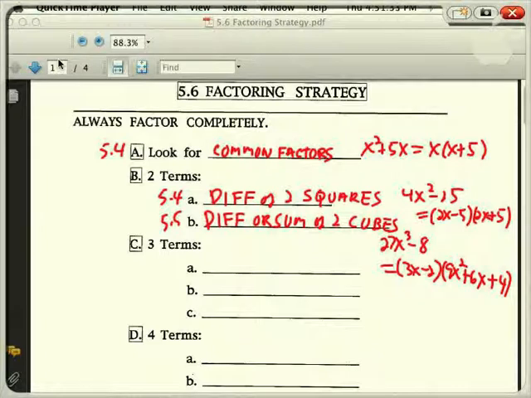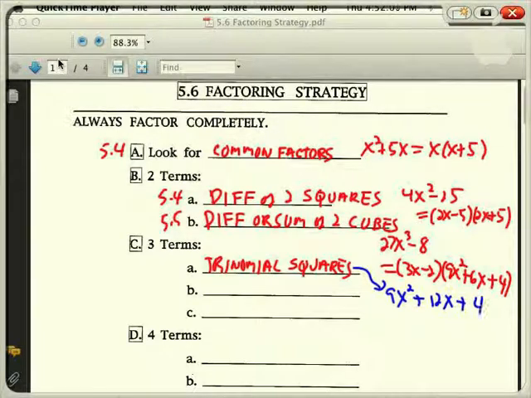Next, trinomial squares, sometimes called perfect squares. An example of that, let's do that in blue down here. How about 9x squared plus 12x plus 4. You notice that the wings have to be squares. What squared is 9x squared? 3x. What squared is 4? 2. The middle is positive.